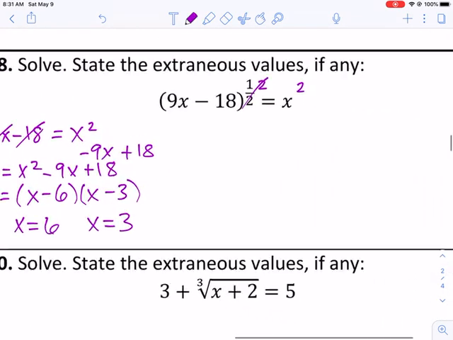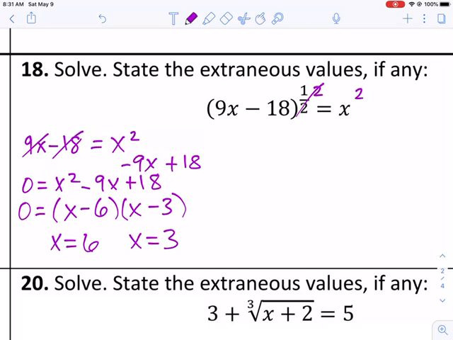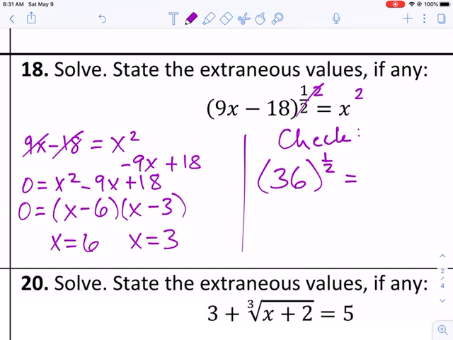We would normally stop, but now we've got to look at extraneous values. So we're going to plug those back in. So we're checking our work over here. So if I plug a 6 in, 9 times 6 is 54. And then 54 minus 18 is 36. So really that ends up with 36 to the 1/2 power, which is equivalent to taking the square root. Remember guys, this is us plugging in 6 right here. So that has to equal 6. So square root of 36 is indeed 6. That works.